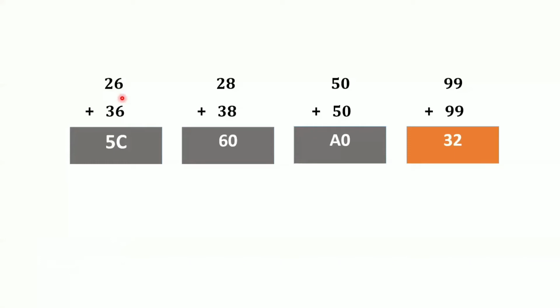Actually, 26 plus 36, what is the actual value I need to get? 62, but I got 5C because of the hexadecimal number. So when you write DAA, what will happen? You just know that.